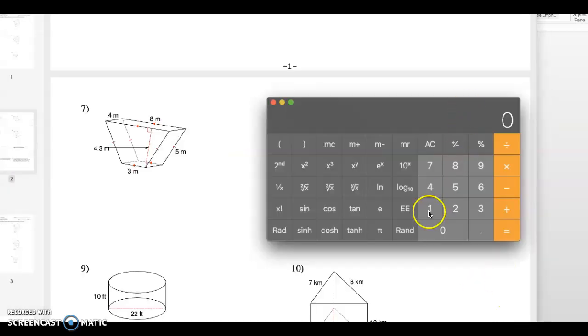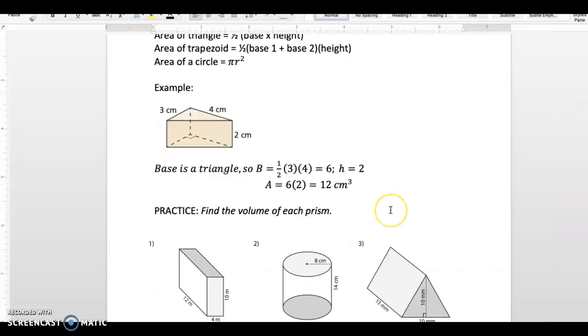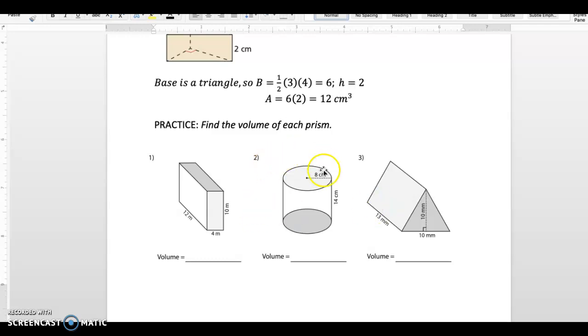So 11 cut in half is 5.5, and then you multiply it by the height of the prism, and the height for a trapezoid will have some type of dotted line if it's not a right trapezoid. So we're going to multiply that times 4.3, and that means the volume of this trapezoid would be 23.65 meters cubed. I forget if I made you round to the tenths or the hundredths, so just round to whichever one I gave you.